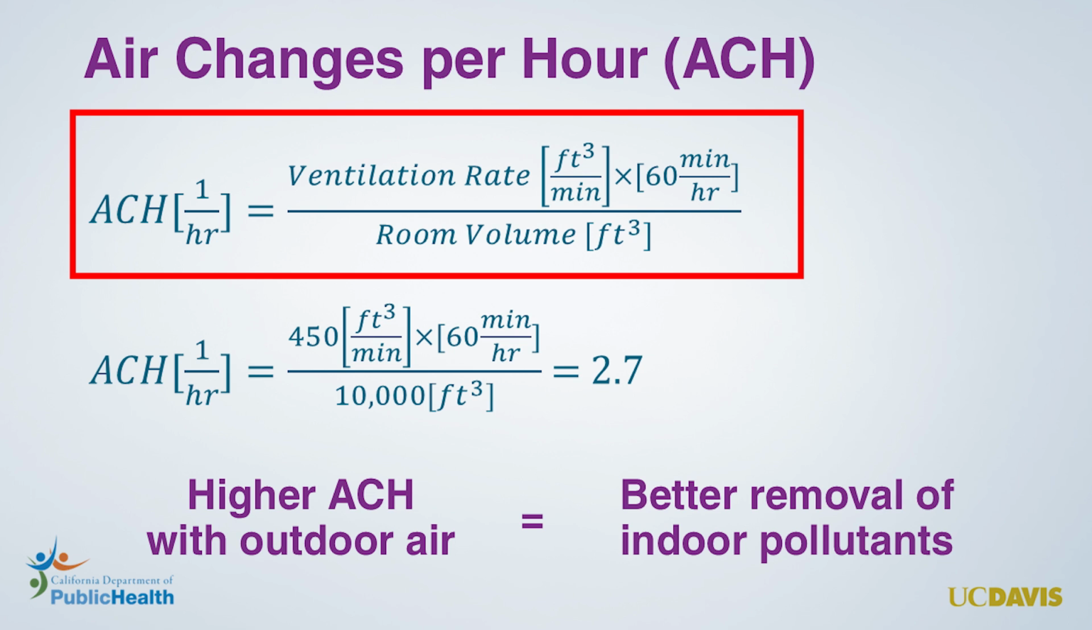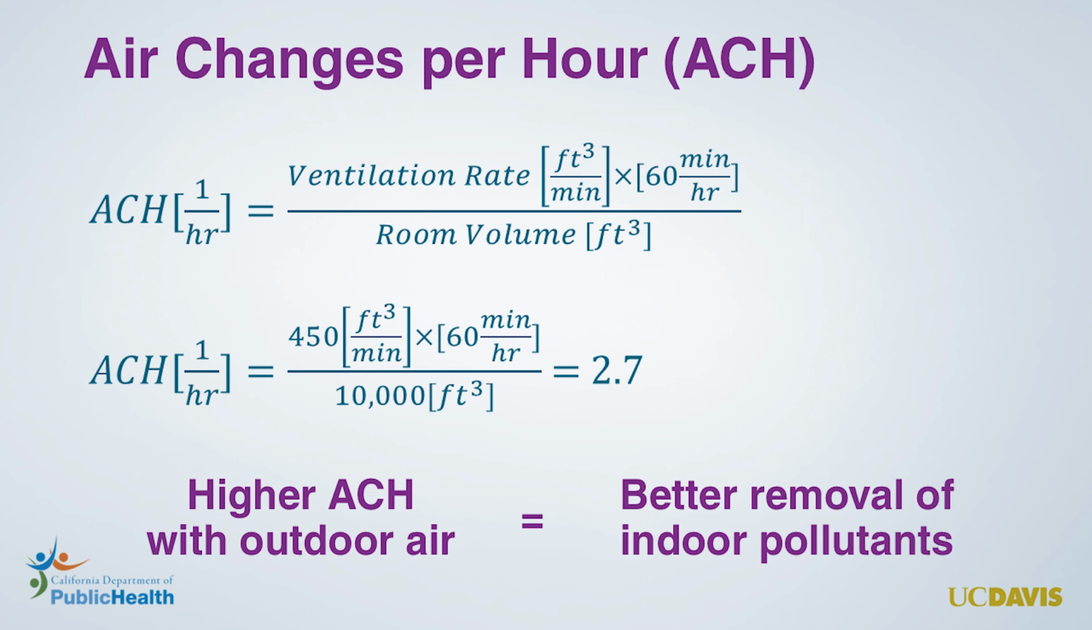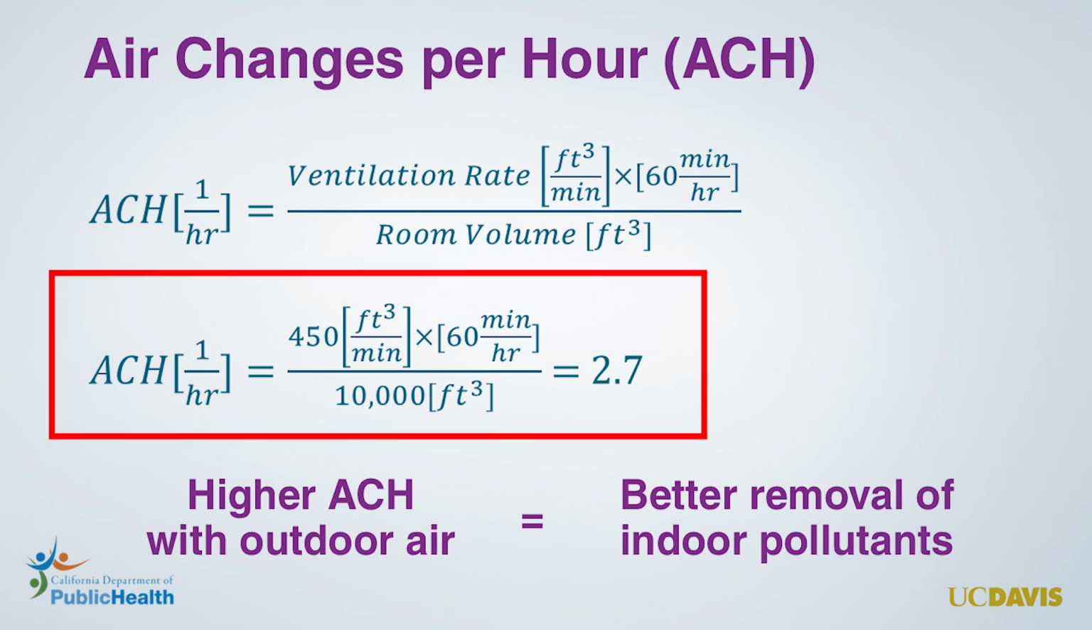Let's return one more time to our classroom example where the ventilation rate was 450 cubic feet per minute and the floor area was 1,000 square feet. If the ceiling height is 10 feet, the volume is 10,000 cubic feet, and the ACH is 2.7. This means that the indoor air is replaced by the outdoor air 2.7 times per hour. A higher ACH indicates more effective removal of indoor pollutants. Typically, outdoor ACH rates range from about 1 to 4 in commercial buildings, while in homes they are generally less than 1.